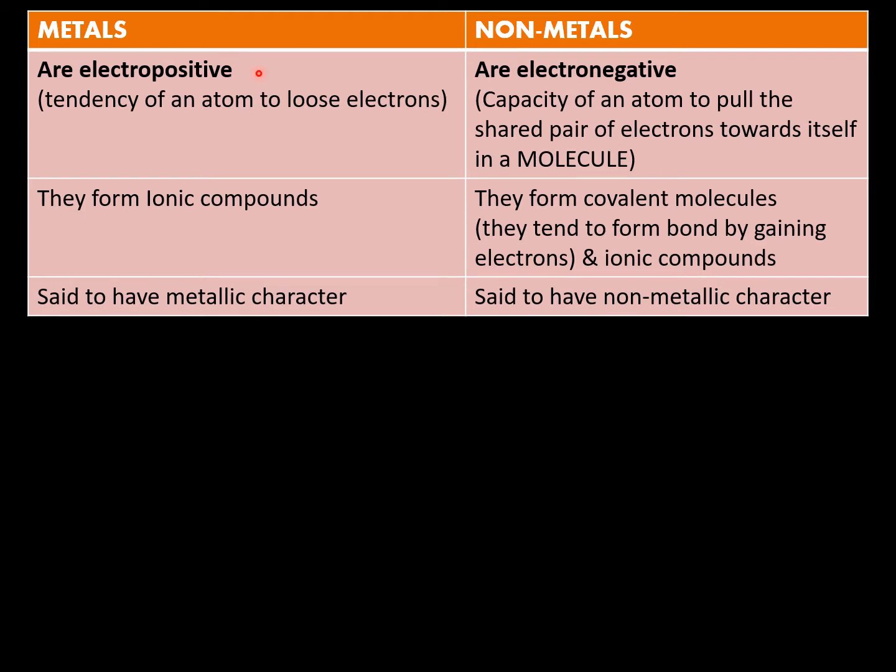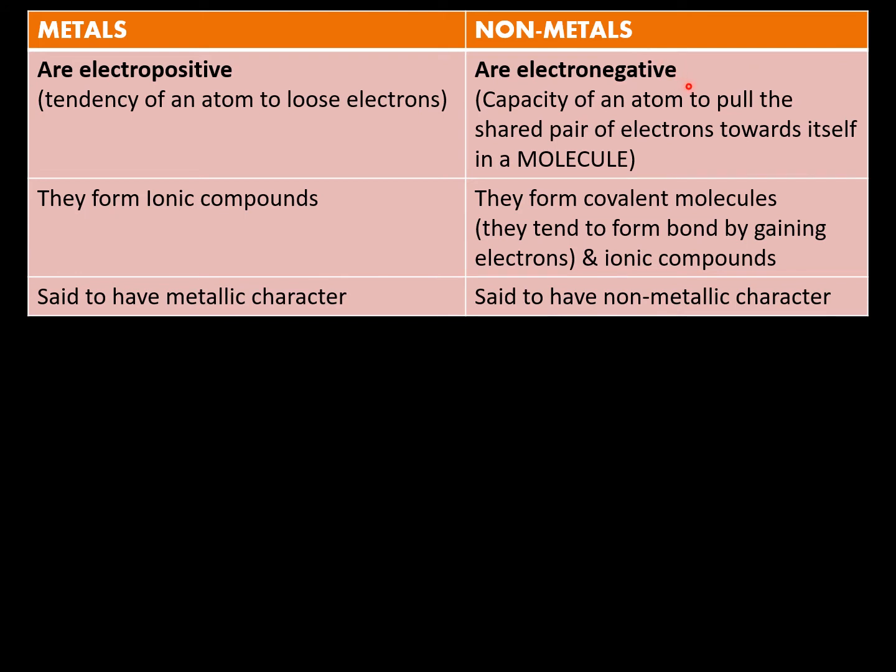Metals are electropositive in nature, meaning they show a tendency to lose electrons. Metals usually form ionic compounds. Elements which show this property of losing electrons are said to have metallic character.